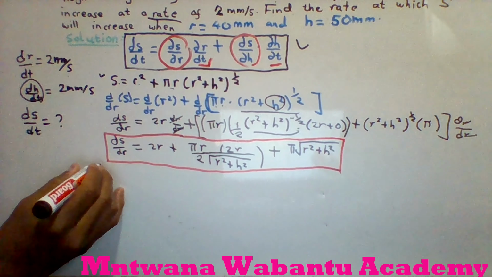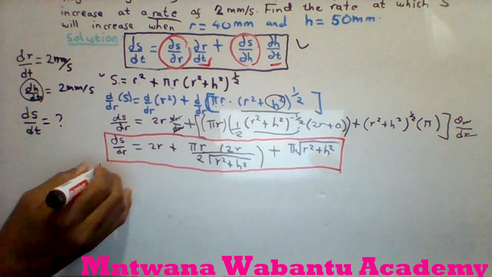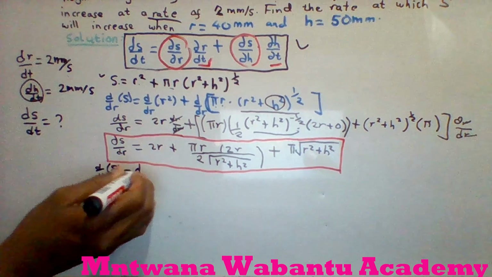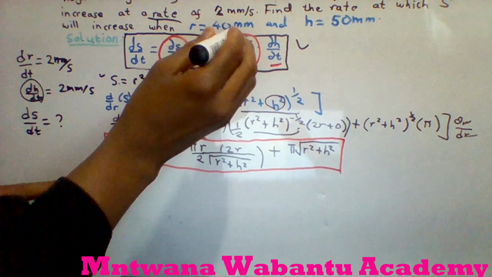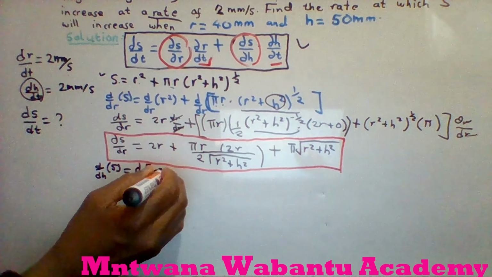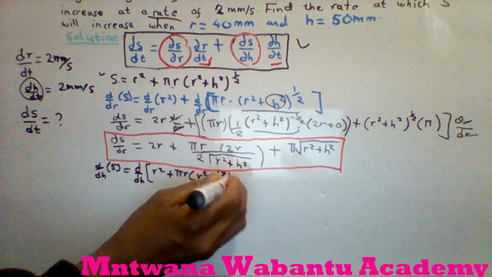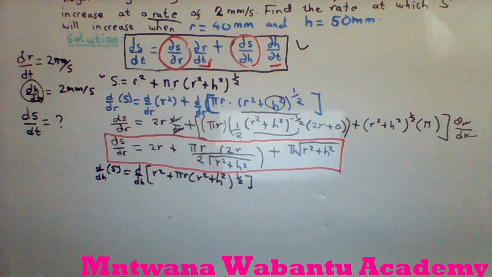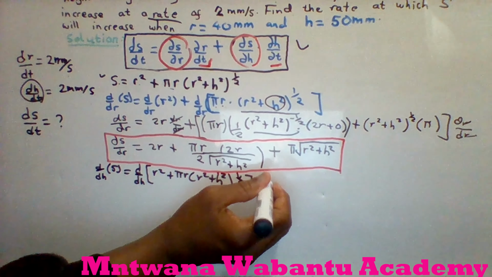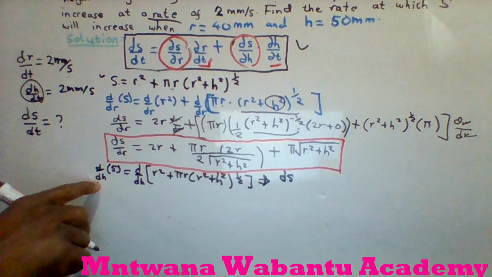So when you differentiate, we say d/dh, we could say ds/dh. So d/dh of the left hand side of the formula, s, equals d/dh of the right hand side of the formula: r squared plus pi r times the square root of r squared plus h squared, with a half. So now let's do it like how we did before. When you differentiate s here, it's going to give you ds, and then just over dh here.